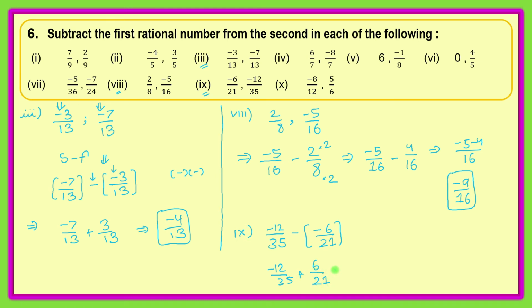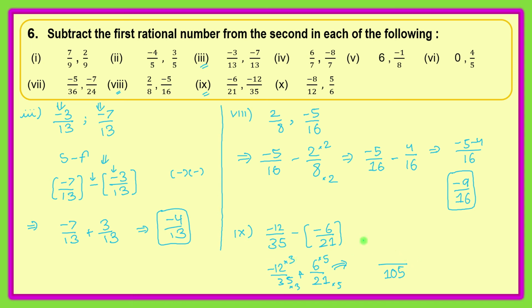Okay, my friends, so when you're going to proceed here, 35 is 7 into 5, so I have to multiply by 3 on both of the sides. And 21 is 7 into 3, 3 times 7 is 21, so I have to multiply both sides by 5 like this. So in this case, the denominator would come as 105. As you know, 105 would become the denominator because 35 into 3 is also 105.